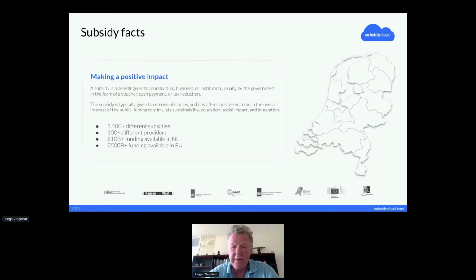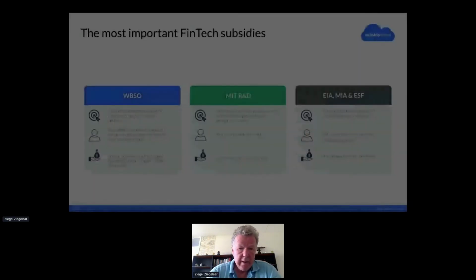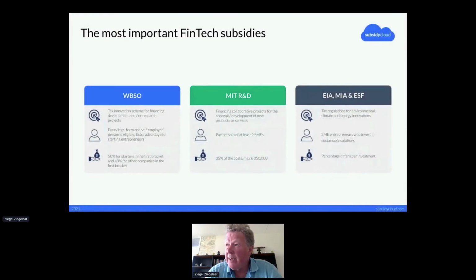In the Netherlands alone, it says 10 billion. I think it's more now. For instance, for innovation, WBSO, it used to be 4 billion itself. It's only one subsidy. These are three subsidies that I would like to talk a little bit about today, especially the WBSO, because that's a clear reason that you should pay attention to the possibilities of subsidies in the Netherlands.